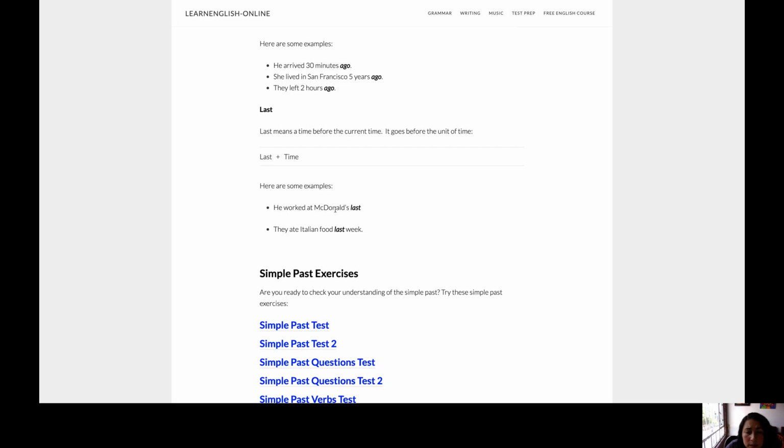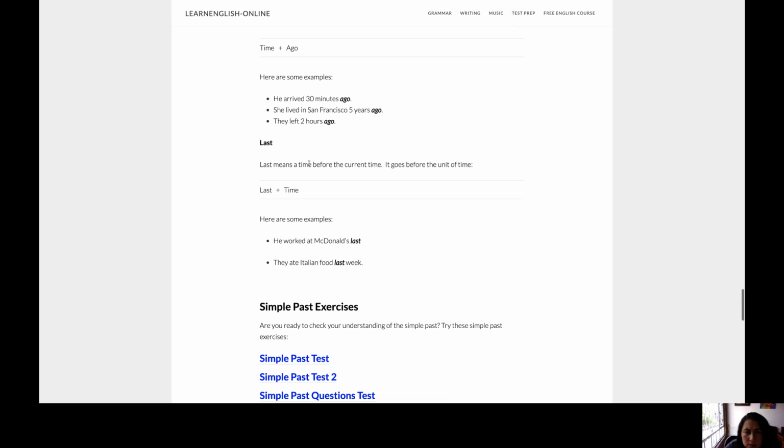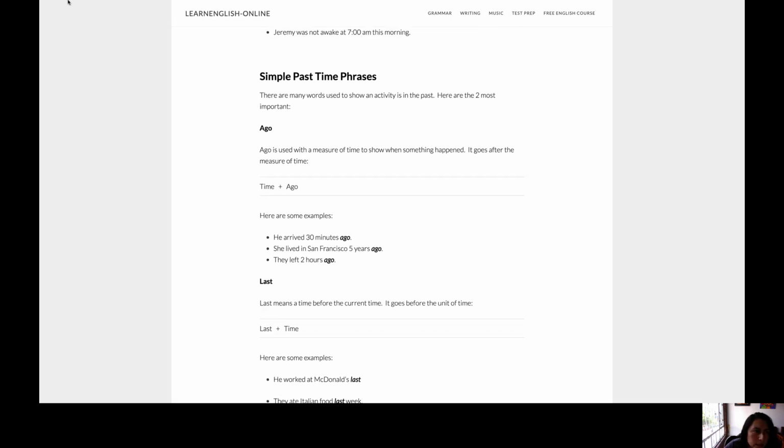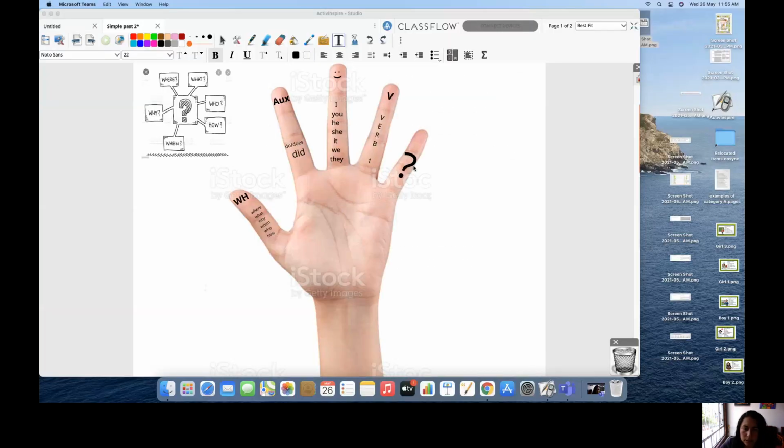He worked at McDonald's last, entonces como la última parte en donde él trabajó fue McDonald's. They ate Italian food last week. Entonces, la semana pasada nosotros podemos decir last week, last month, el mes pasado, last year, el año pasado. Entonces, podemos combinar estas expresiones de pasado para referirnos al tiempo. Este es un pequeño ejemplo. De pronto les queda fácil memorizar.